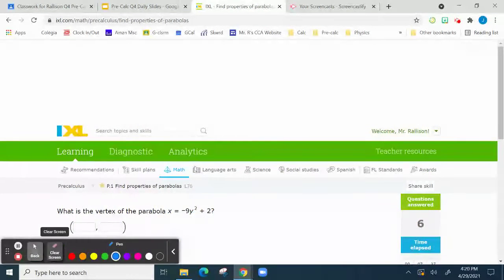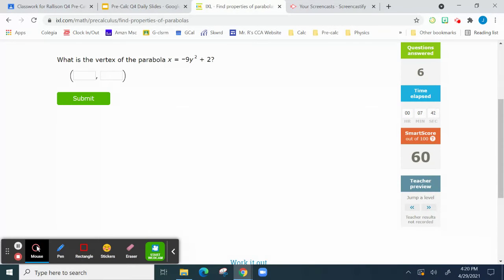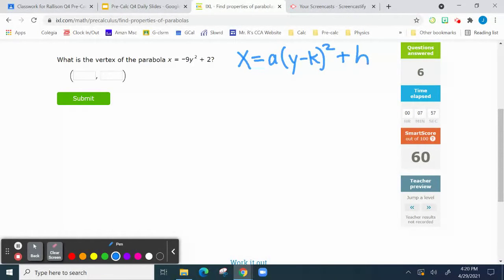Clear screen. Okay. What is the vertex of the parabola x equals 2? They give you a lot of x equals y's just to mess you up. Okay, so we're going to write the main form, right? x equals a(y minus k) squared plus h. So what fits into there? There's our x. There's our a, which is -9. And there is no k, right? So it's just y, and it's -0 squared plus 2.